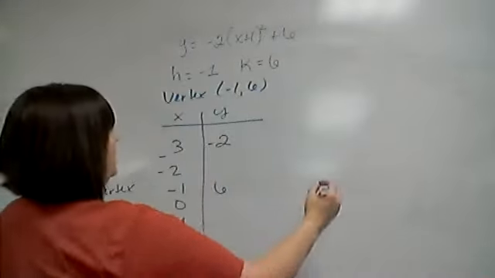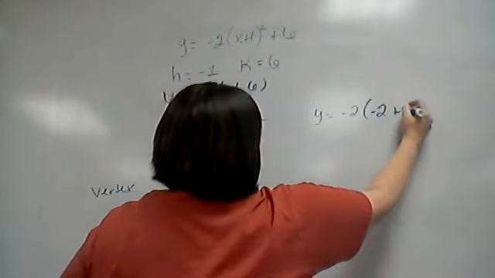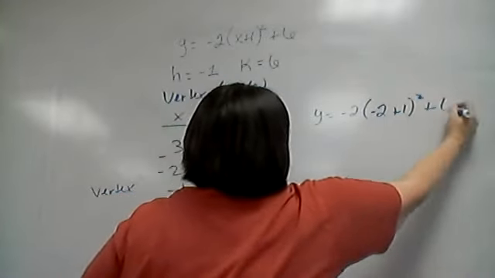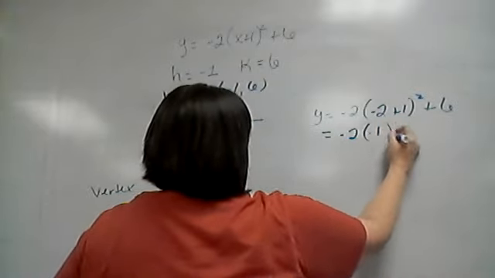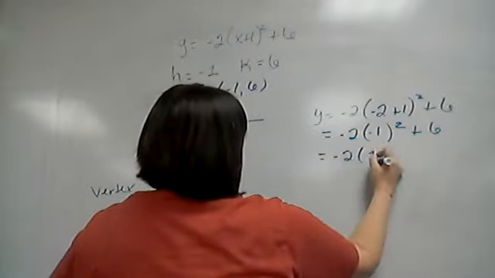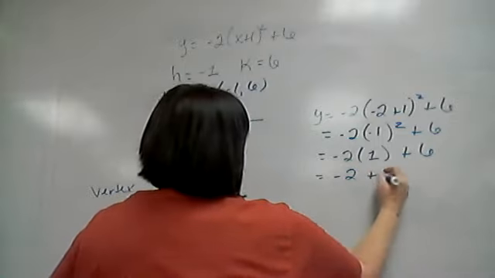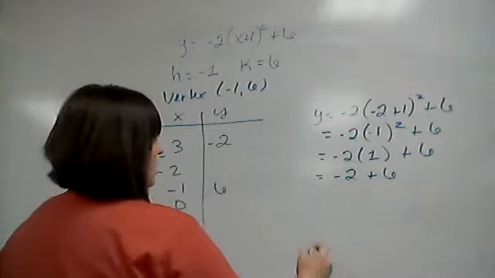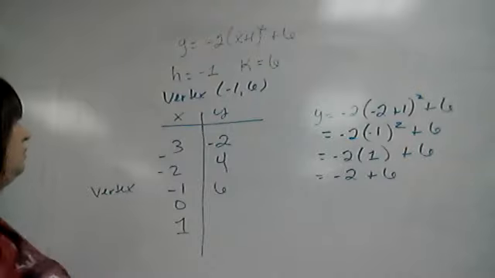All right, then we're going to plug in negative 2. So negative 2 times (negative 2 plus 1) squared plus 6. So negative 2 plus 1 is negative 1 squared. So negative 2 times positive 1 plus 6. So negative 2 plus 6 is going to give me 4. So 4 is the y-coordinate.